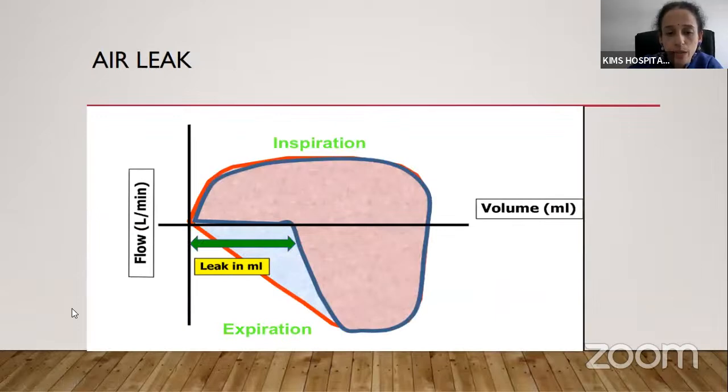If the expiratory limb has not completely reached, has ended before itself, it ended here instead of being here, you can see there is an air leak. This happens when the ET tube which we have kept is small, which leads to the air leak like this.